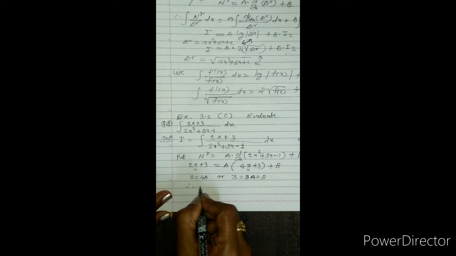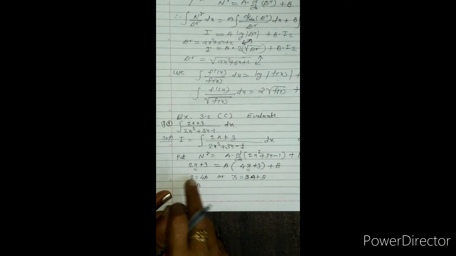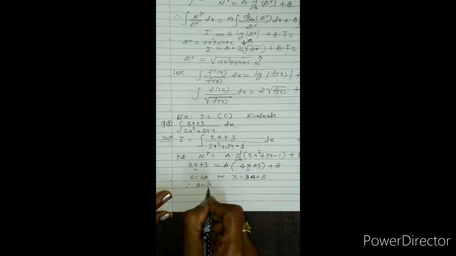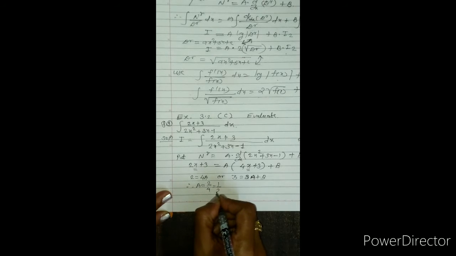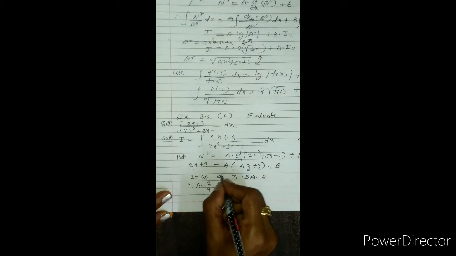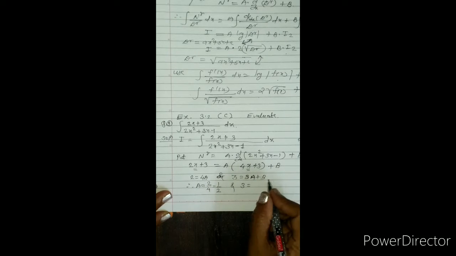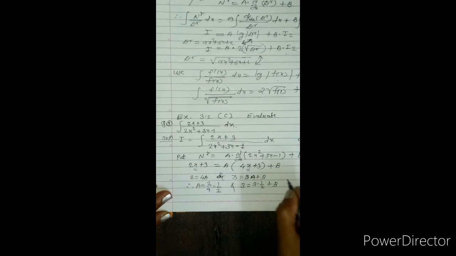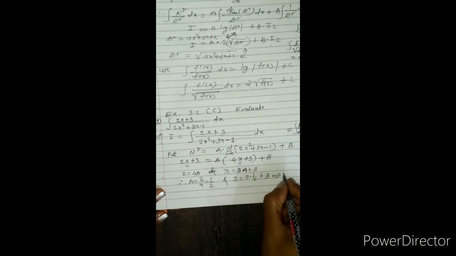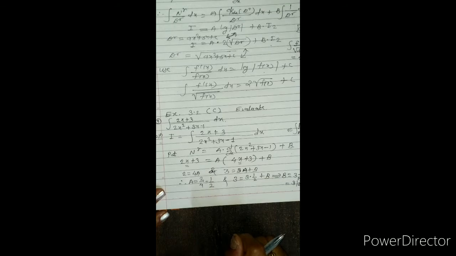Now from this we get the value of a as 2 upon 4, which means 1 by 2. For the second expression, put the value of a as 1 by 2. So we get 3 into 1 by 2 plus b, which implies b is equal to 3 minus 3 by 2. Taking cross multiplication, 6 minus 3 gives 3 by 2.